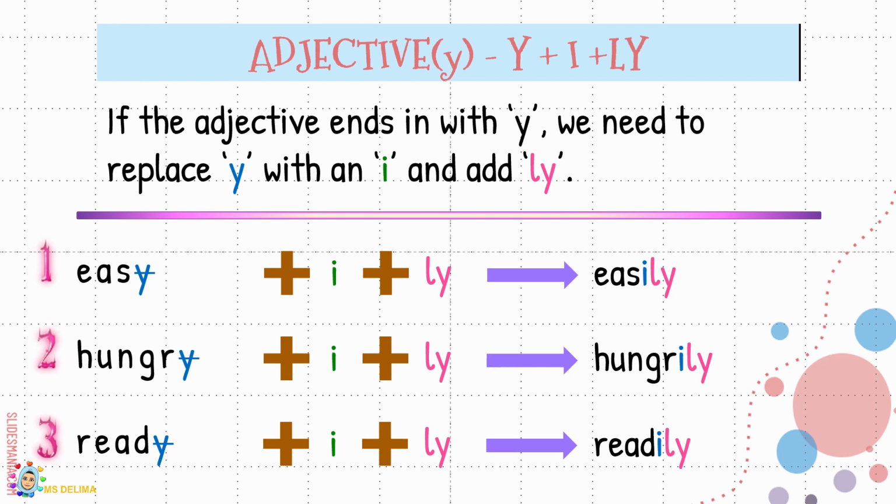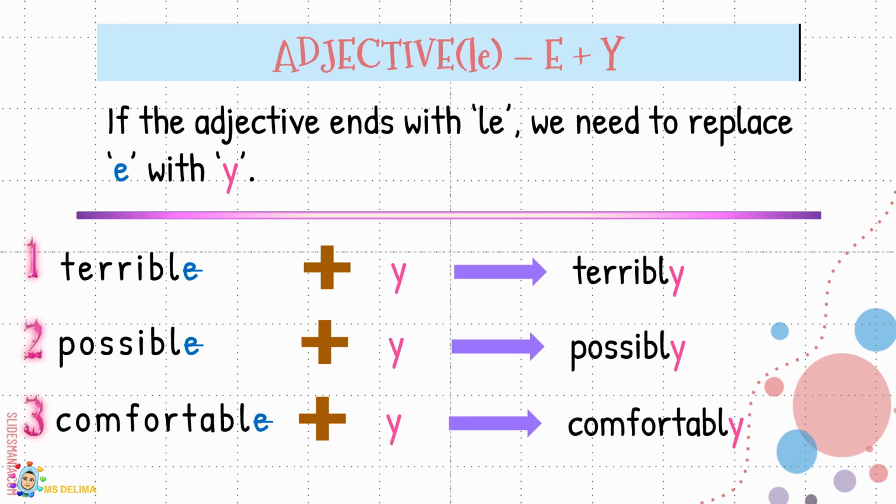Okay, the next example is hungry. The y in hungry is replaced with i and then we add ly. So hungry will become hungrily. Okay, the last example is ready. We replace y with an i and then we add ly. So it will become readily. Ready, readily.